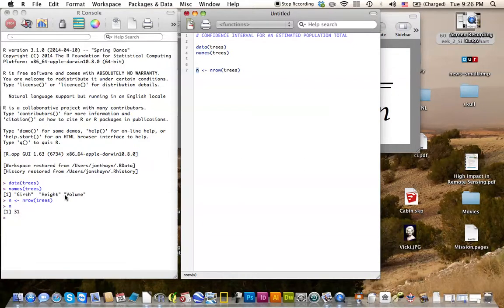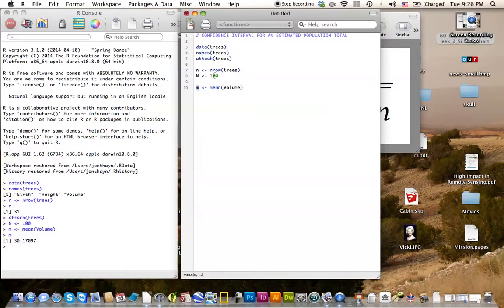So let's look at volume. This is the quantity of lumber per tree in cubic feet. So let's say in our 31 trees, and we've sampled that from a population of capital N. Let's say we have 100 trees in the forest. We've sampled 31 of them and we got a mean volume per tree of 30 cubic feet of lumber per tree.